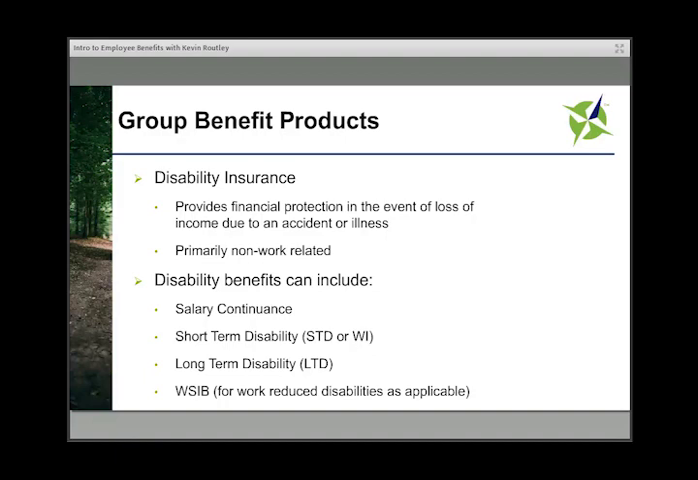Disability benefits can include several different provisions. It can include salary continuance, short-term disability, long-term disability, or WSIB.